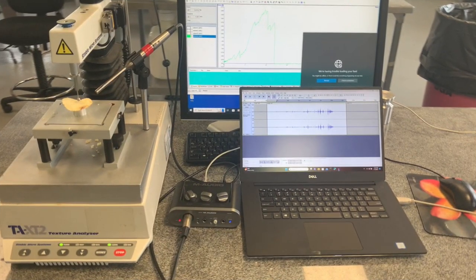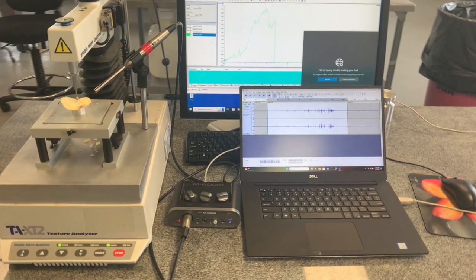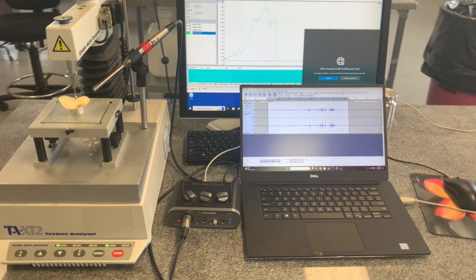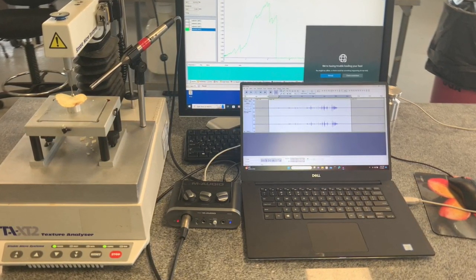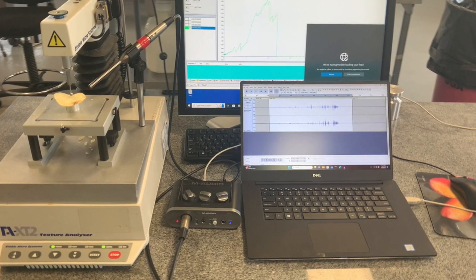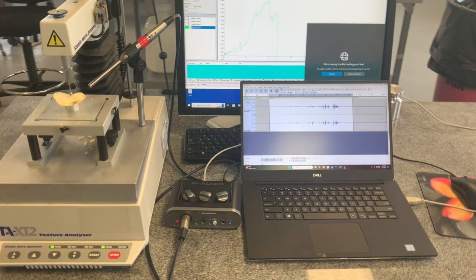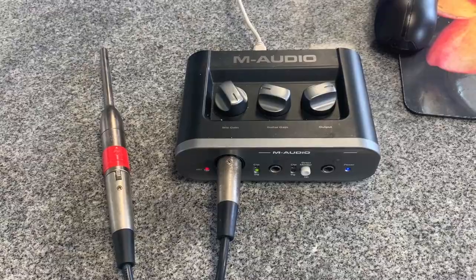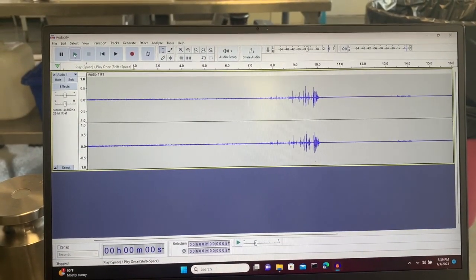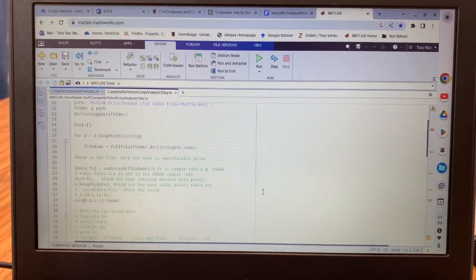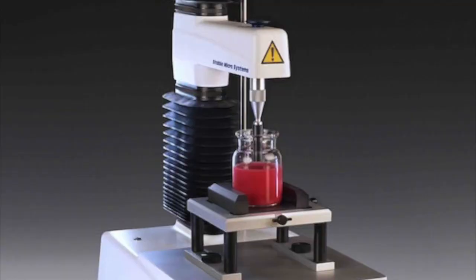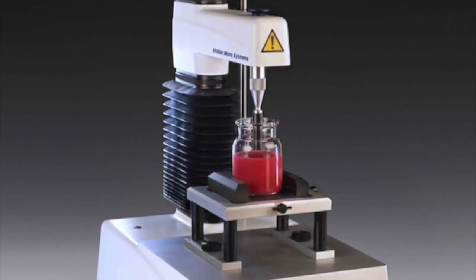Here is a step-by-step guide on how to perform acoustic analysis for crispness measurement. Step 1. Equipment setup. Ensure you have the necessary equipment for acoustic analysis. This typically includes a microphone, a data acquisition system like Audacity, and software capable of analyzing sound wave data like MATLAB. A method for breaking the food sample is also required.